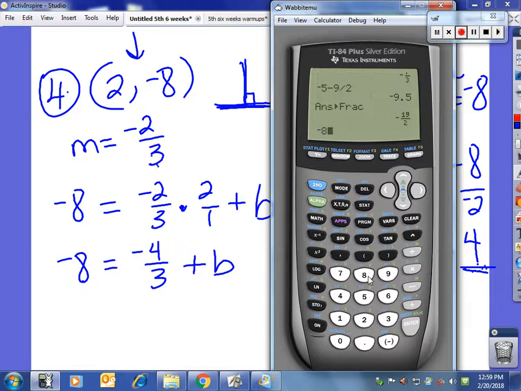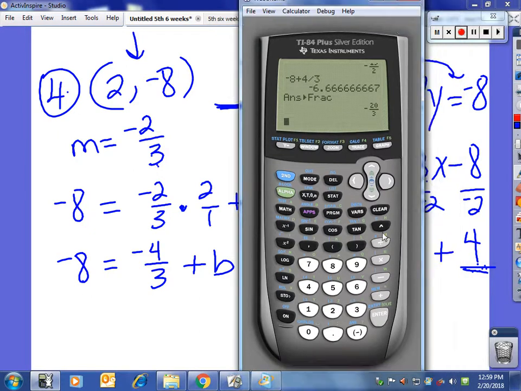So I'm going to do negative 8 plus 4/3 because I've got to get that negative 4/3 to go to the other side. It's going to give me a decimal answer. Just hit math, fraction, enter, enter. I'm getting negative 20/3 as my b value.